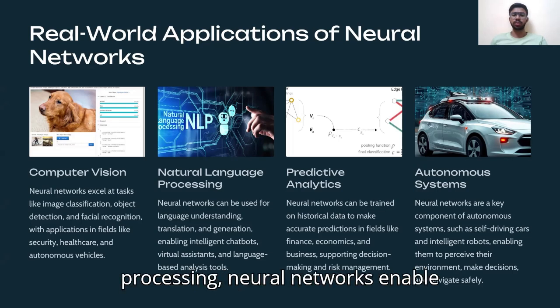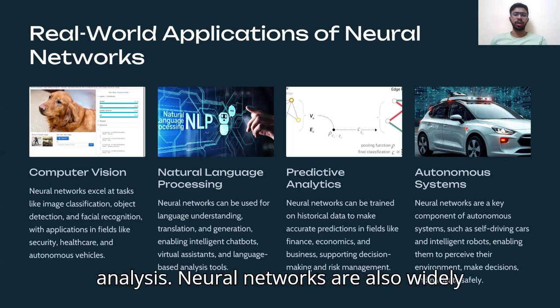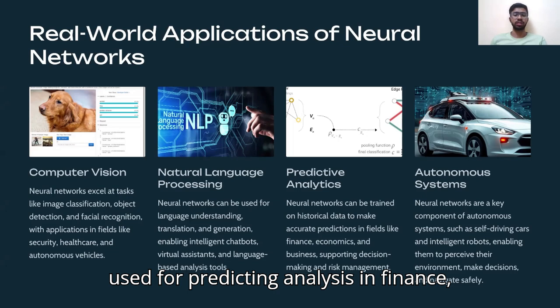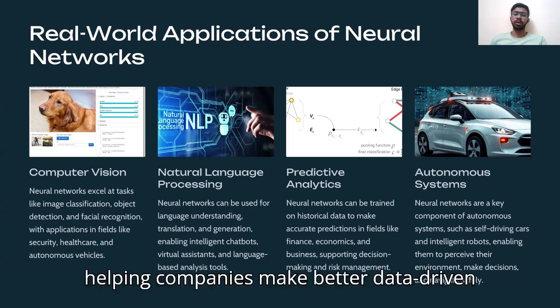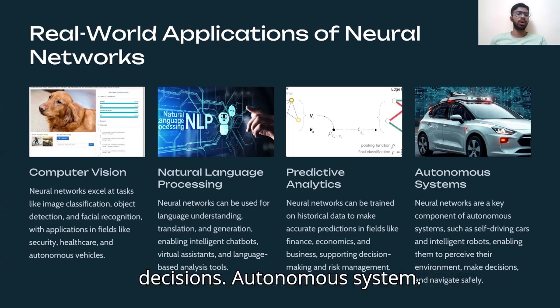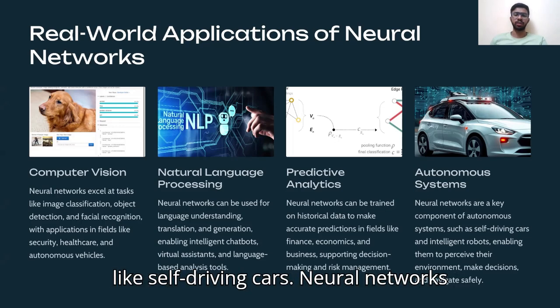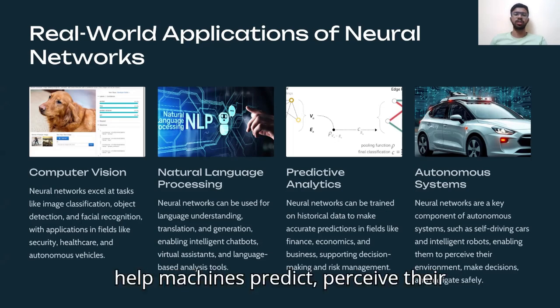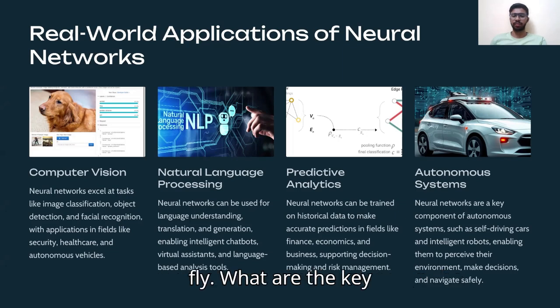In natural language processing, neural networks enable applications like language translation, sentiment analysis, and intelligent chatbots. Predictive analysis: neural networks are also widely used for predictive analysis in finance, healthcare, business, and weather, helping companies make better data-driven decisions. Autonomous systems: and of course, autonomous systems like self-driving cars. Neural networks help machines perceive their environment and make decisions on the fly.